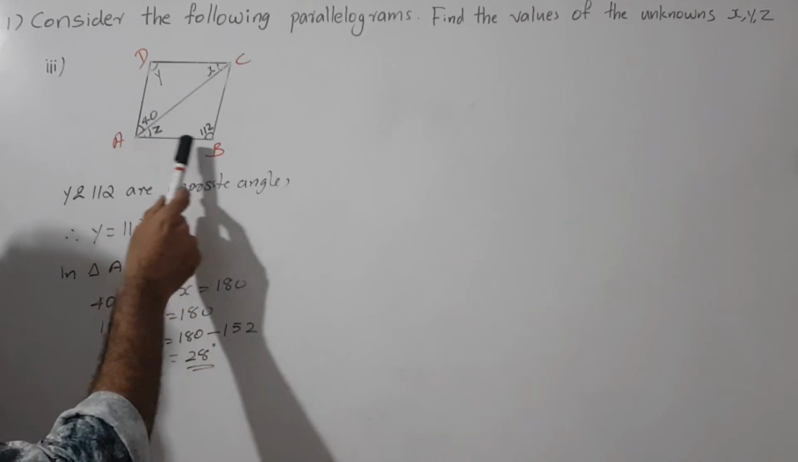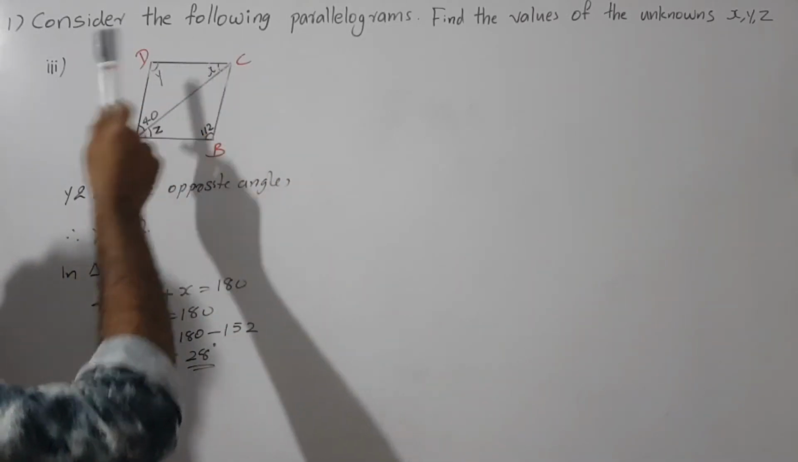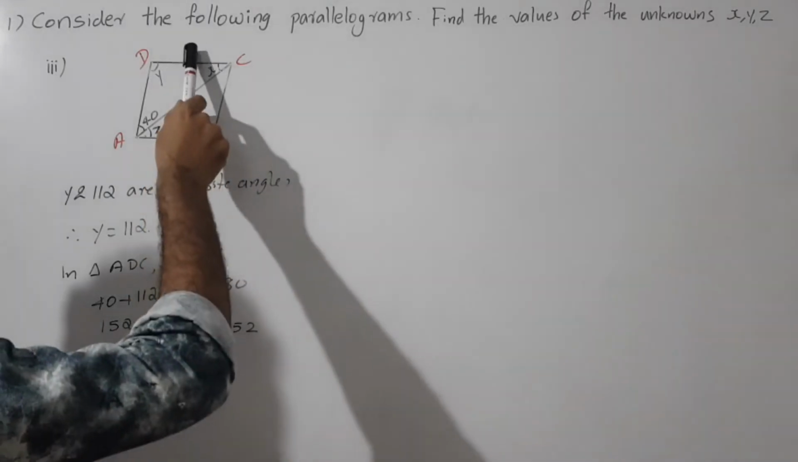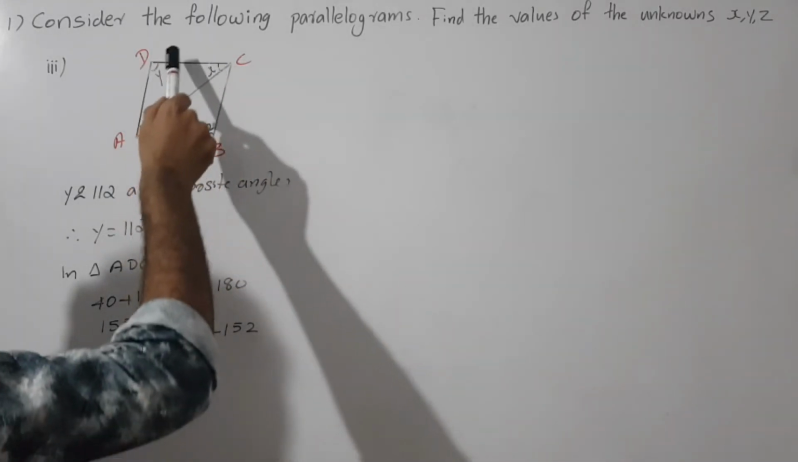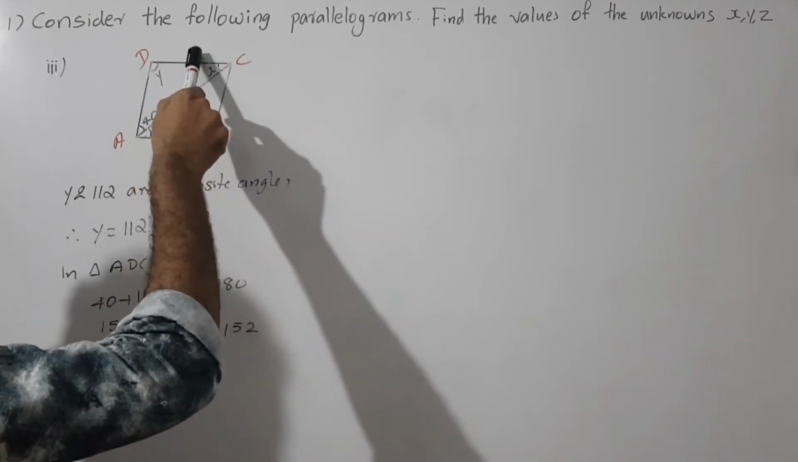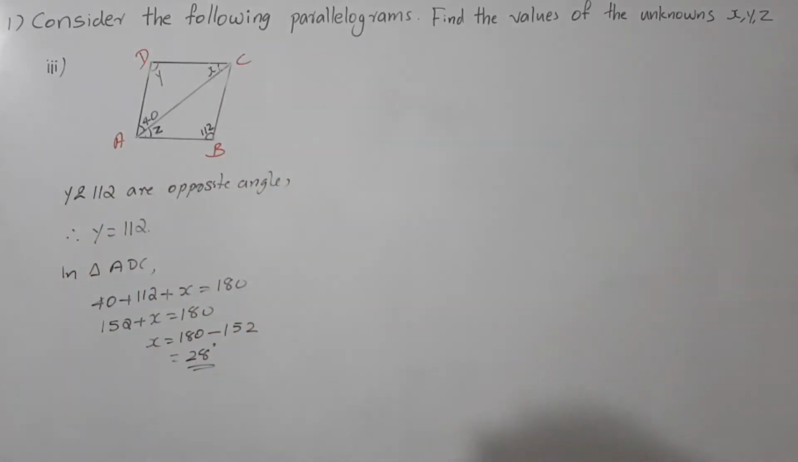We know that ABCD is a parallelogram. So AB and CD are opposite sides. Correct? That means AB is parallel to CD, and these two parallel lines are cut by CA. Correct? We get it like this.